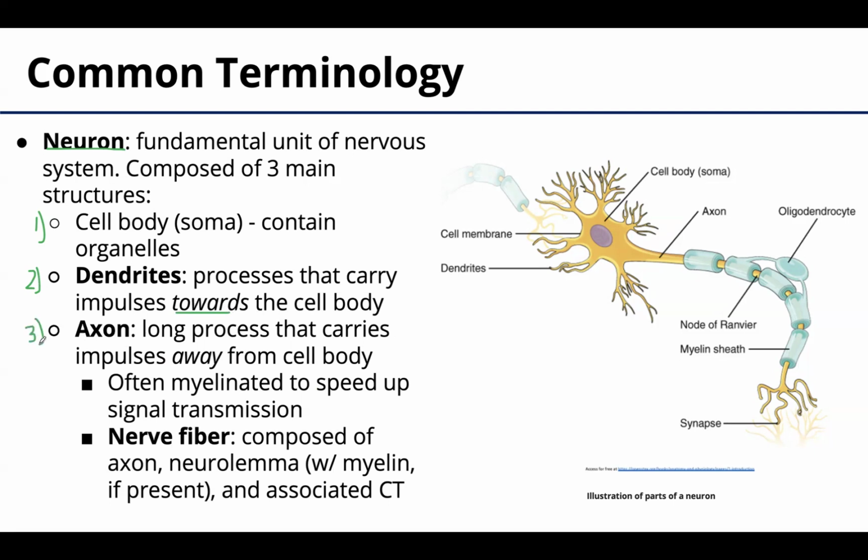Axons are cellular processes that carry impulses away from the cell body. These are often myelinated, which means they have myelin, layers of lipids. This allows for increased speed of signal transmission. The length of an axon varies significantly throughout the body. Axons are the major component of what is called a nerve fiber, something we'll discuss a little bit later on in the video.